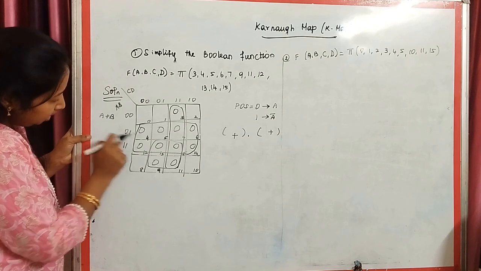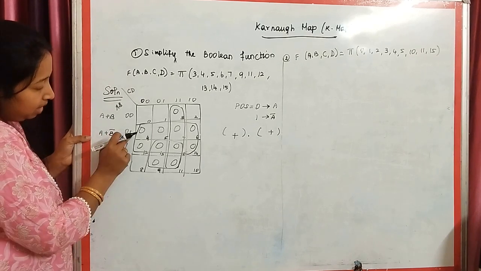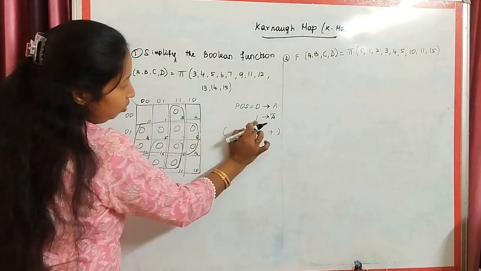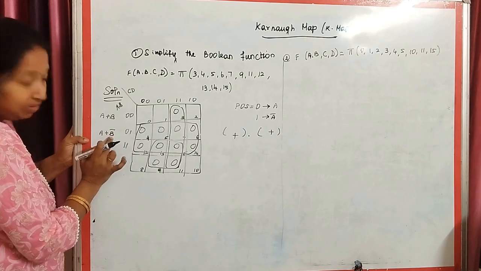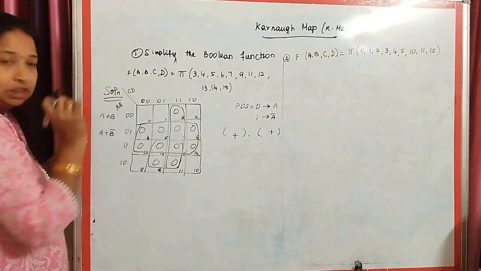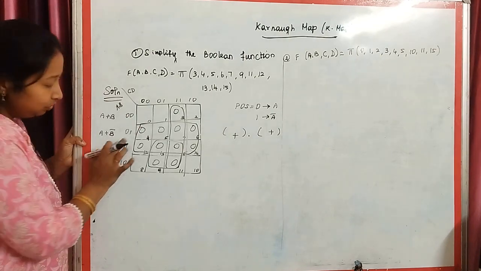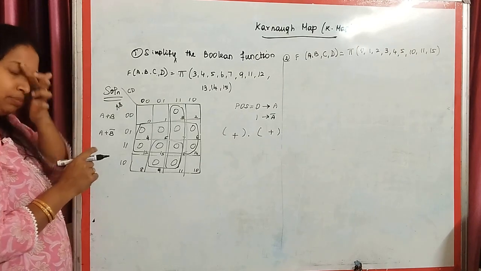Now give me the expression for this. It is A plus B bar. Why did I write B bar? Because in POS, 1 is represented with a complement of that particular variable. I said all the second term corresponds to B. Since 1 is here in the second position corresponding to B, I have given it as B bar.